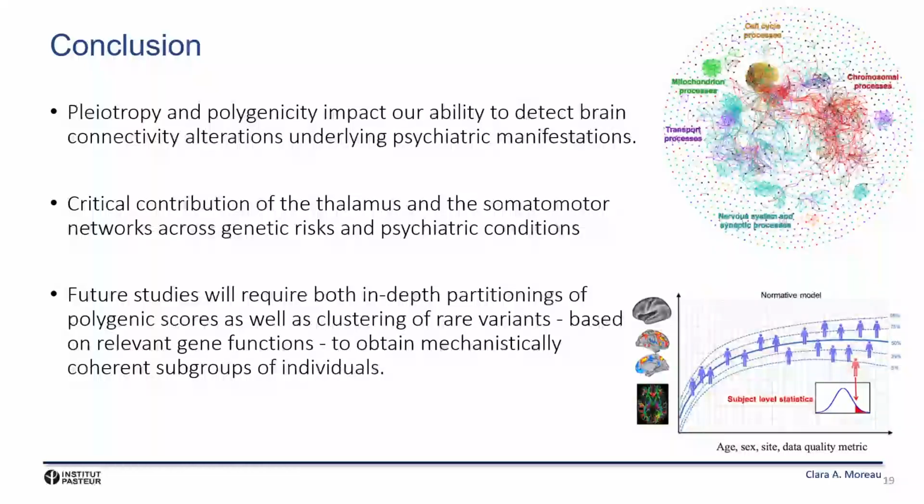And we are thinking that now we will have to cluster rare variants based on relevant gene function, so for example, their involvement at the synaptic level or other gene function, to obtain mechanistically coherent subgroups of individuals, because we will not be able to study 1,000 genes independently. And we might need to do some partitioning of polygenic score because for now we have a really tiny effect that does not explain that much. So yeah.